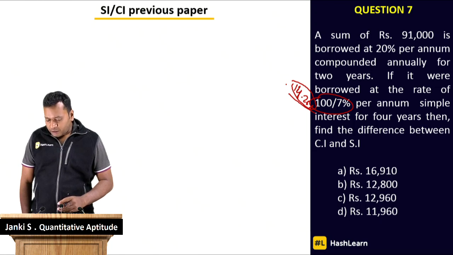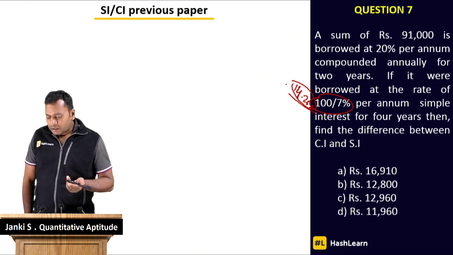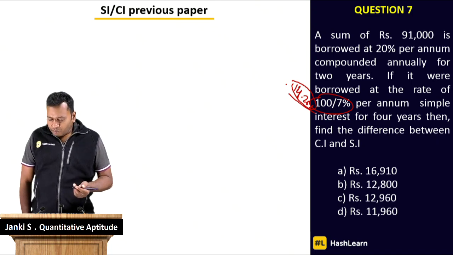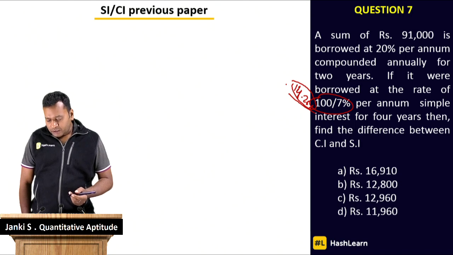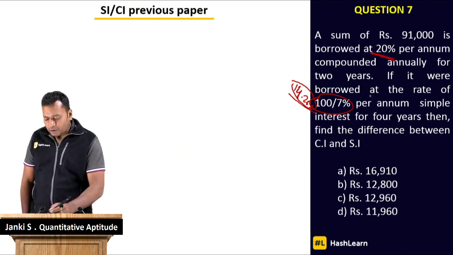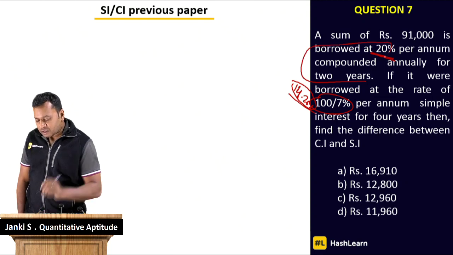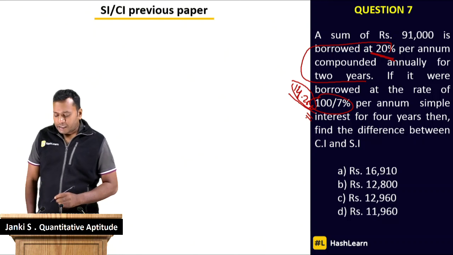Then if it were borrowed at the rate of 14.28% per annum, the simple interest for 4 years, then what is the difference between compound interest and simple interest? Okay, now first one is for 2 years it's nothing but the compound interest part, and next case is, so here you need to be slightly careful, for 2 years it's the compound interest part here with the rate of interest 20%, and this is for 4 years, right?